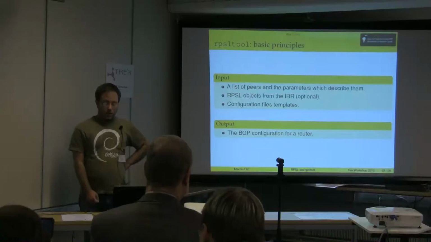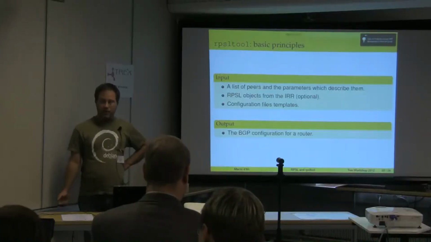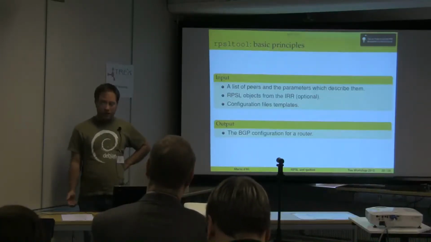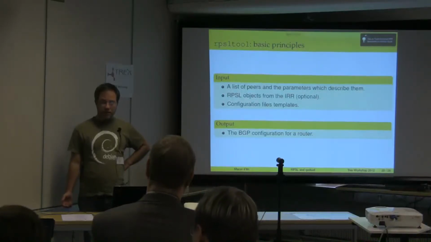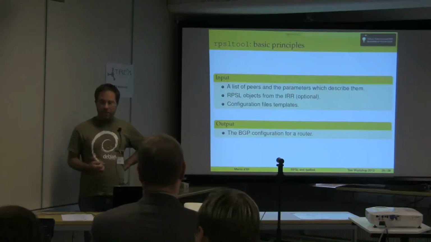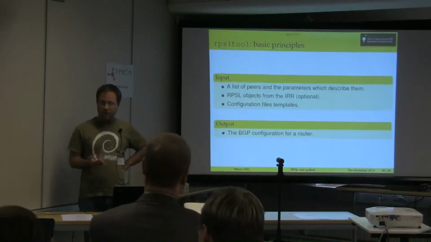RPSLTool works using as an input a list of your peers with a few simple attributes which describe things like their IP address, which routes you want to import, other parameters, and configuration file templates which will describe the output, which is usually the complete BGP configuration for the peers or customers described in the input.